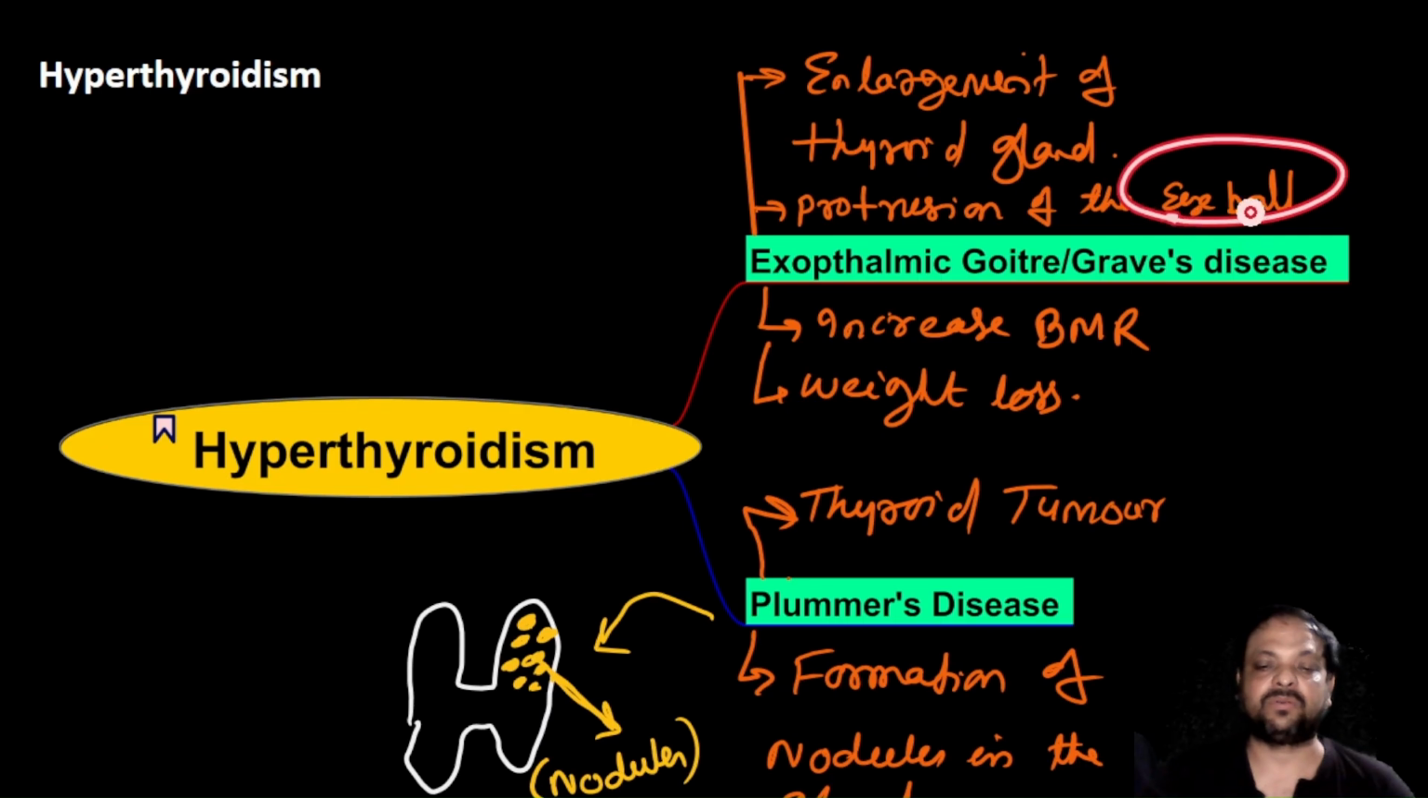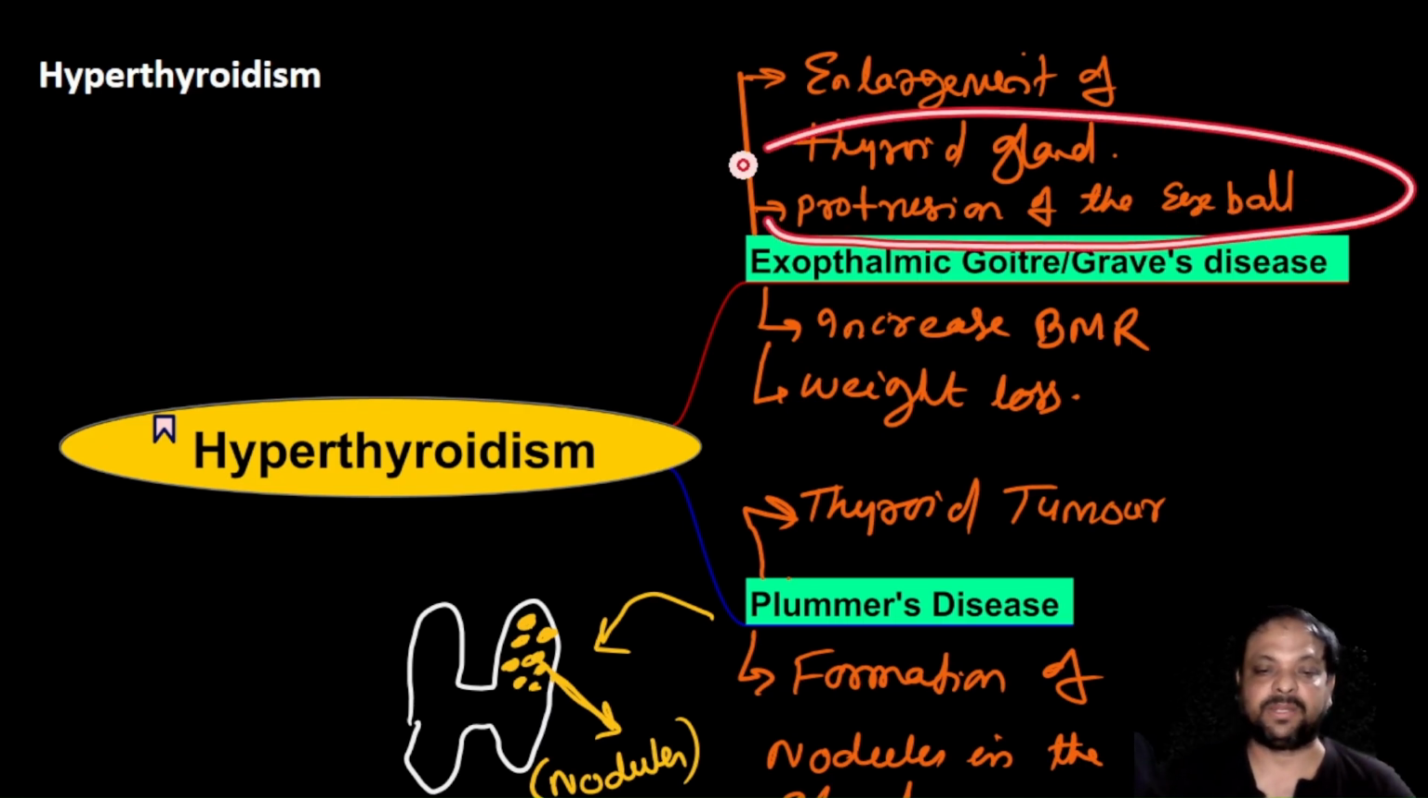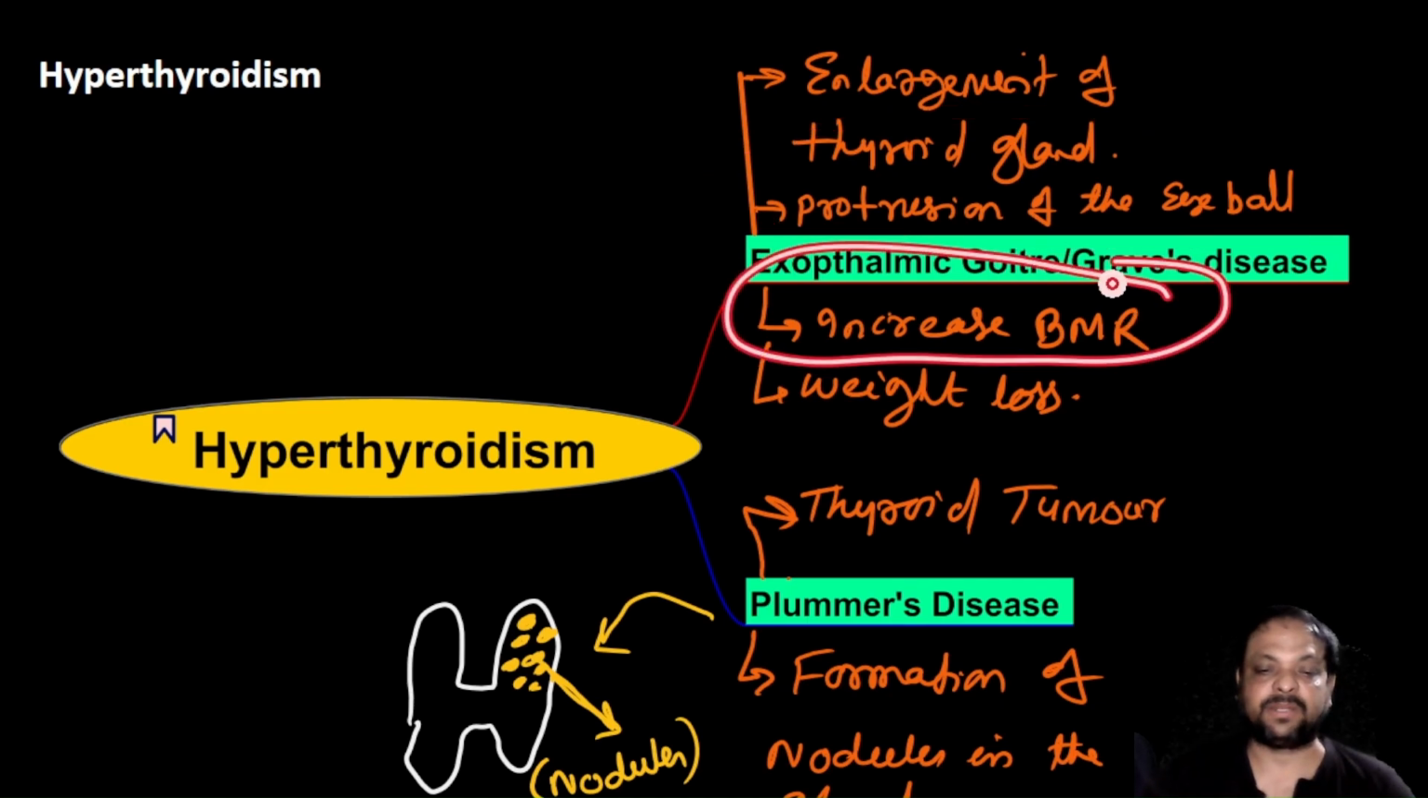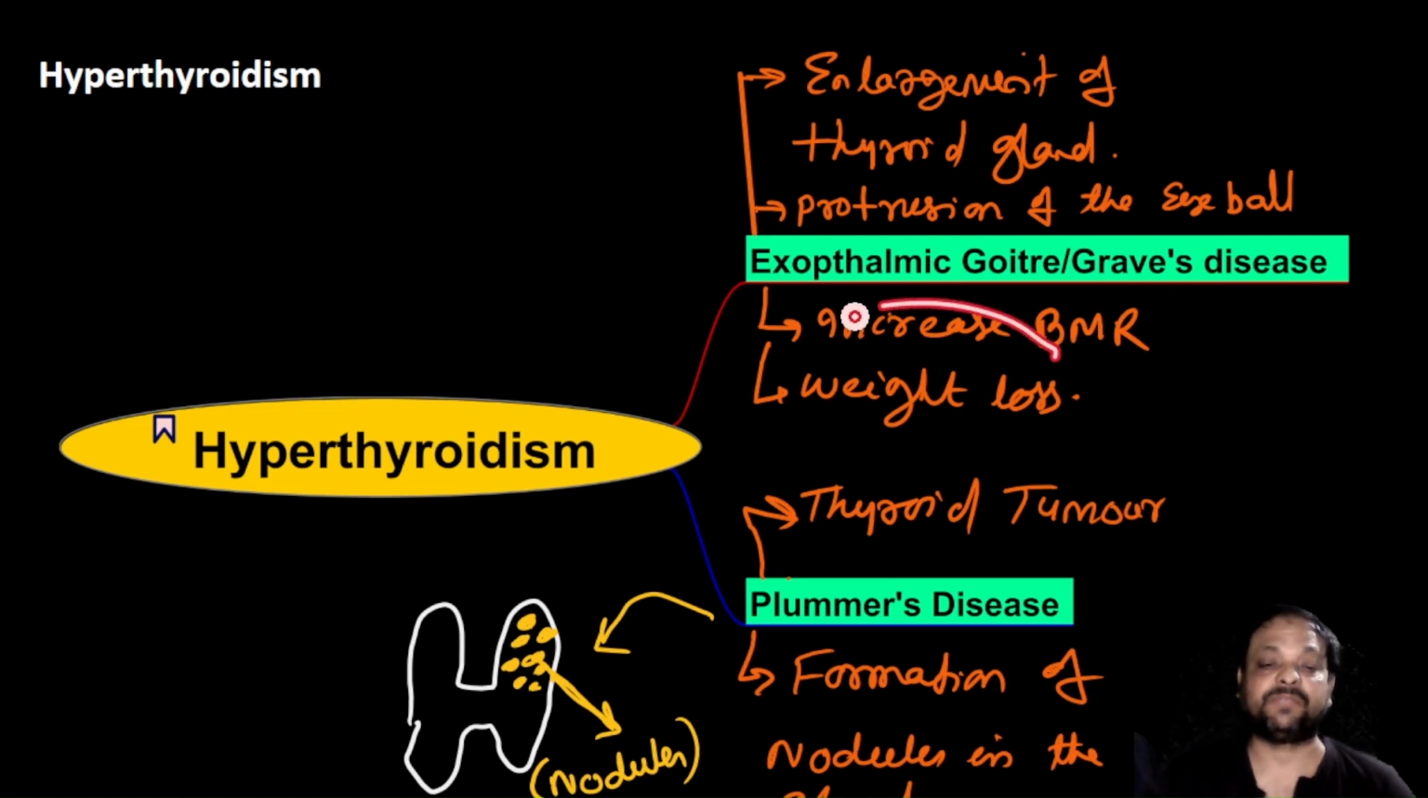Now the eyeball comes out from the eye orbit, so bulging of the eyeball takes place. Protrusion of the eyeball takes place, and increased BMR takes place. When increased BMR takes place, temperature increases, and when temperature increases, definitely the weight is also lost. So all these conditions are found in exophthalmic goiter or Graves' disease.